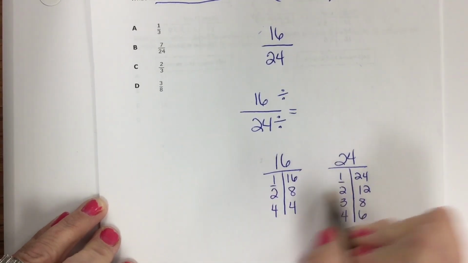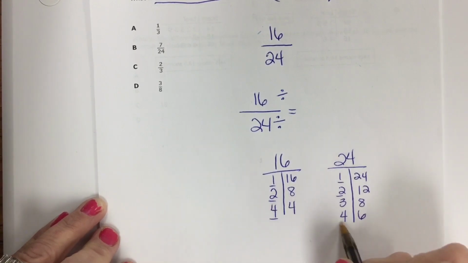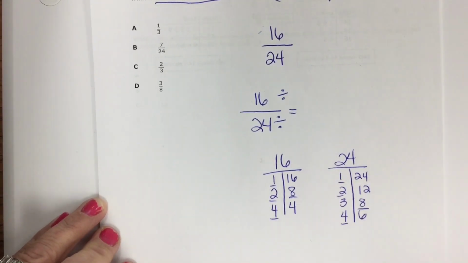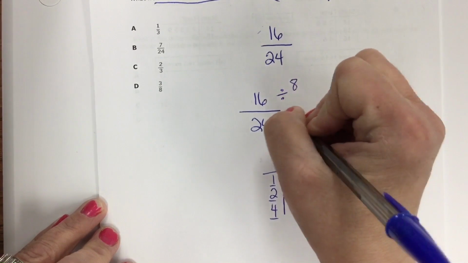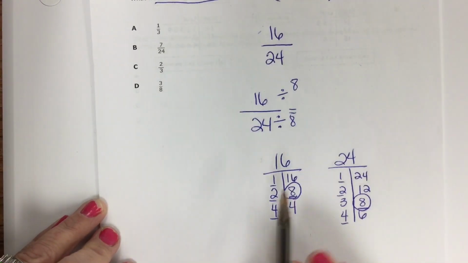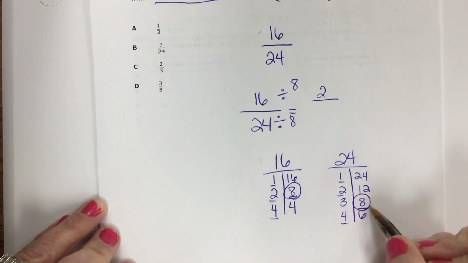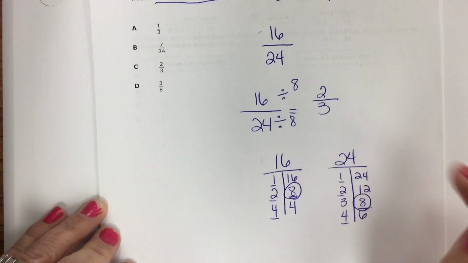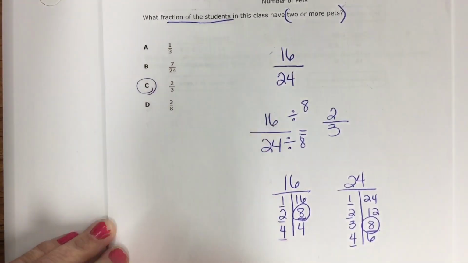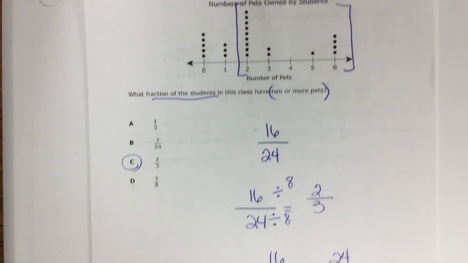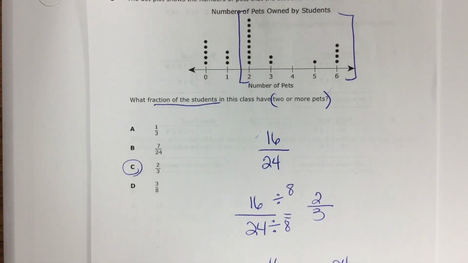So they both have a 1, they both have a 2, they both have a 4, they both have an 8. Okay, there's a 16 over here, but there's not one over here, so that's all the numbers for this one. So the biggest number they both have in common is the 8. So you're going to divide the numerator and denominator by 8. 16 divided by 8 is 2. 24 divided by 8 is 3. So the answer is 2/3. You should have gotten C. 2/3 of the students have 2 or more pets.